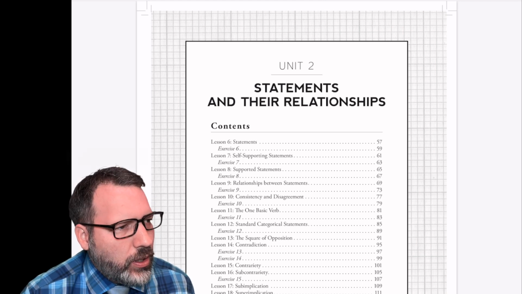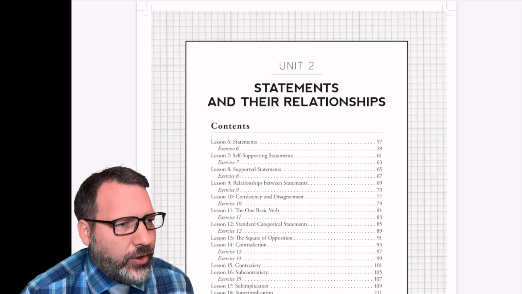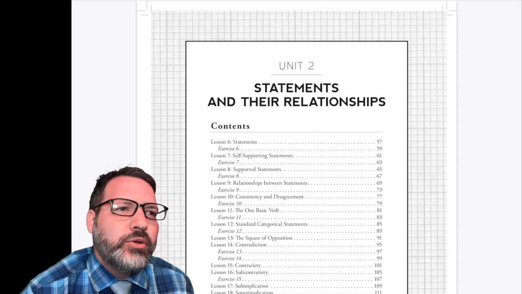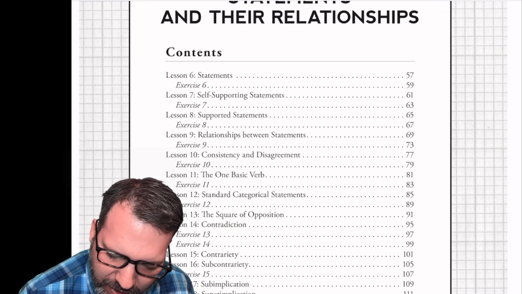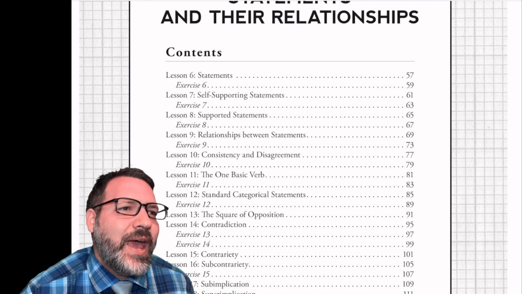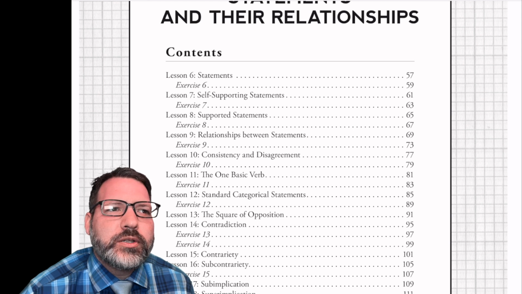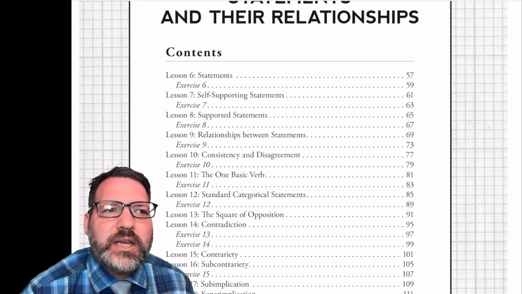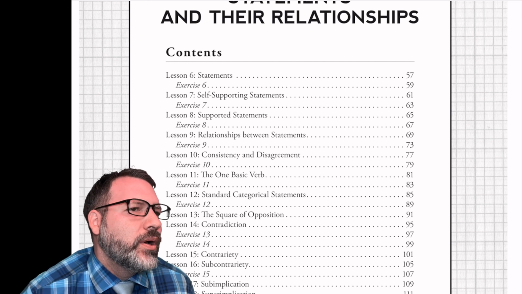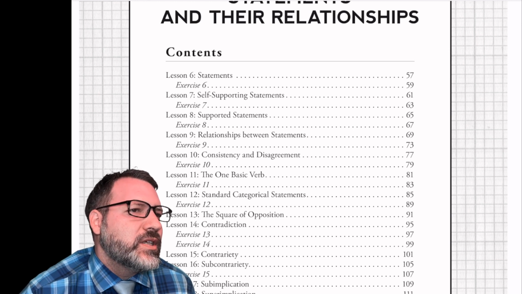Unit 2 now takes those terms and places them in relationship with each other, and that's called a statement. So that's what we're studying now in Unit 2. You can see the different lessons that we're going to cover here. Lesson 6 is what we're doing today on statements. Lessons 7 and 8 are all about how we know statements are true or not, what are called supported statements or self-supporting statements. And in fact, this will occupy most of the rest of the year. So Unit 2 doesn't quite get us all the way to the end of this year, but it gets us most of the way to the end of this year.